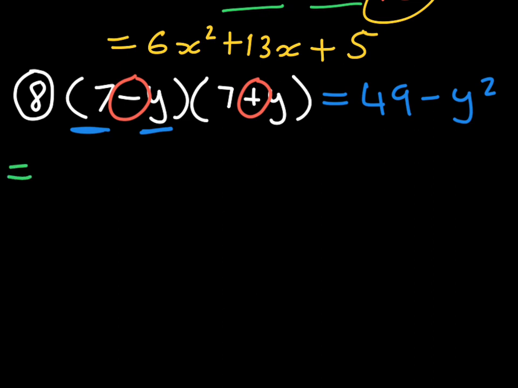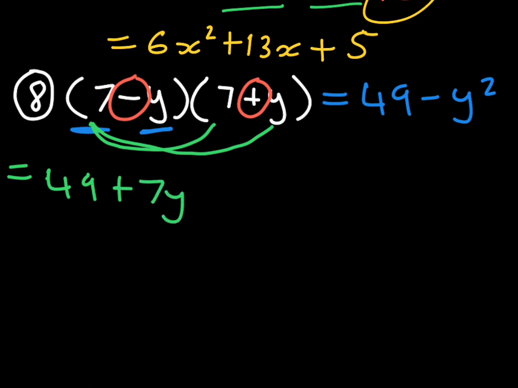So when we apply FOIL, we're going to multiply the first two terms and get 49. Next, we're going to multiply the outer terms. So 7 times positive y gives us plus 7y. Next, multiplying the inner two terms, minus y times 7 gives us minus 7y. And lastly, we're going to multiply minus y by positive y and get minus y squared.